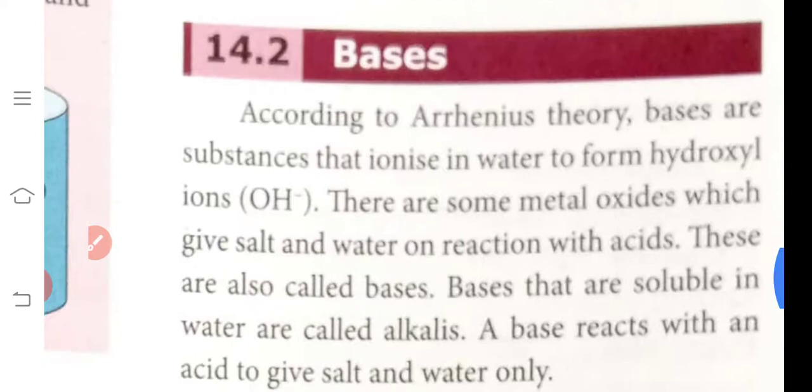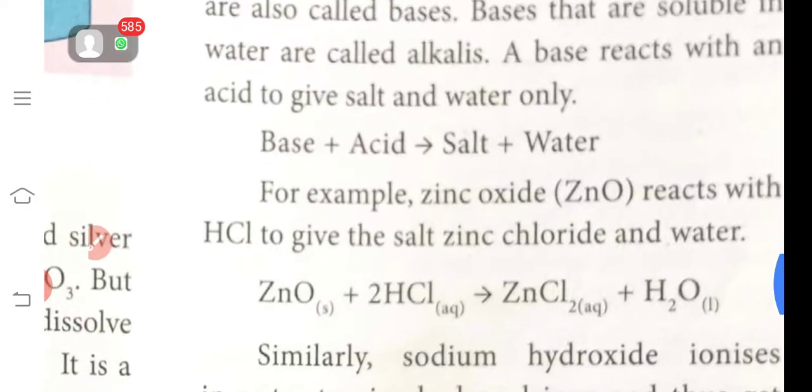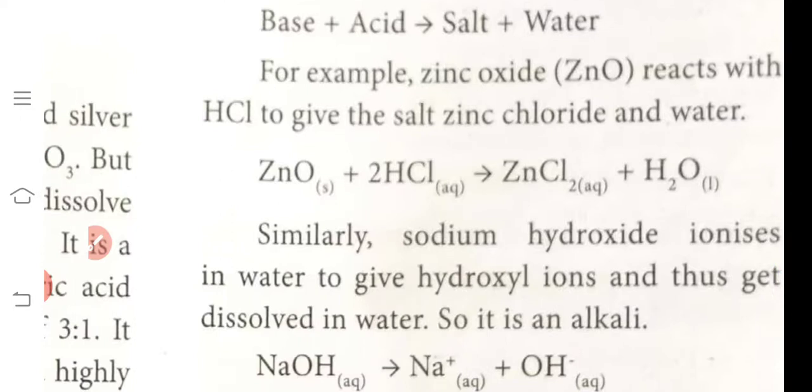Next topic, bases. Bases give OH minus ions. Substances that give hydroxyl ions in water and react with acids to give salt and water are called bases. Bases that are soluble in water are called alkalis. A base reacts with an acid to give salt and water only. Base plus acid gives salt and water. Example: ZnO plus HCl gives ZnCl2 plus H2O.